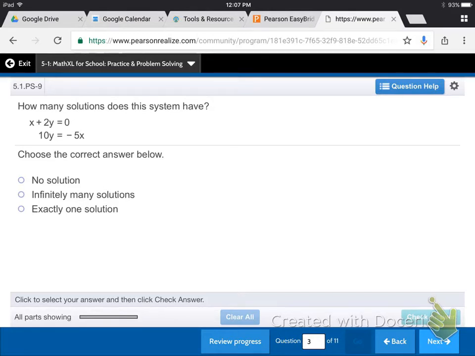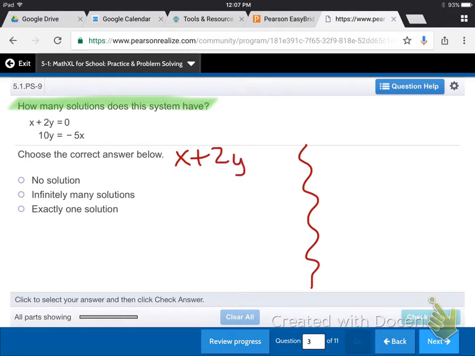How many solutions does this system have? Zero, none, or infinite. And so what we need to do is compare them by solving for y. So again, this is what it looks like. I'm going to split this evenly this time. And I'm going to take one equation, which is this one, x plus 2y equals 0. I'm going to solve for y.